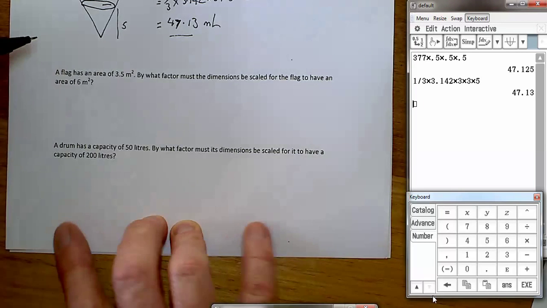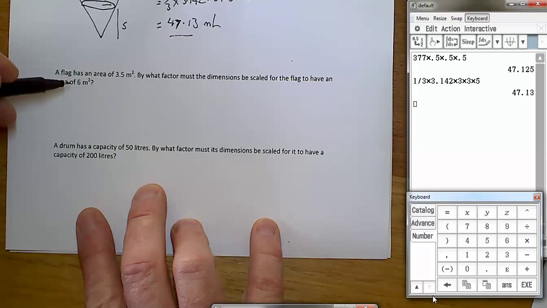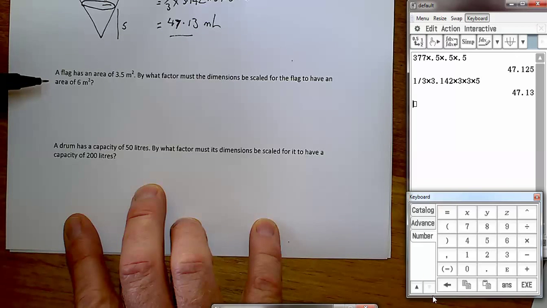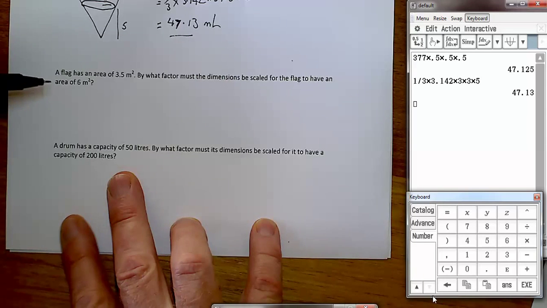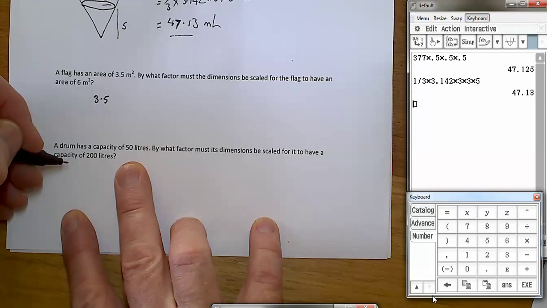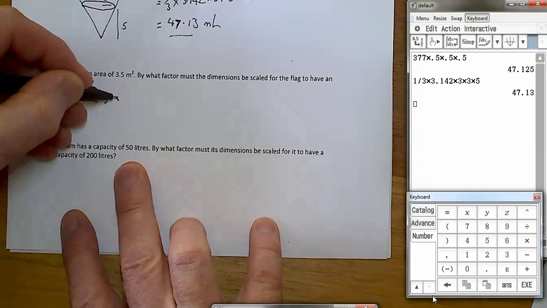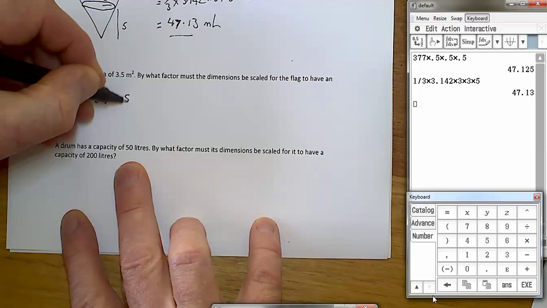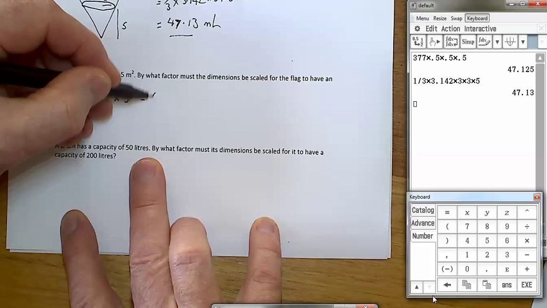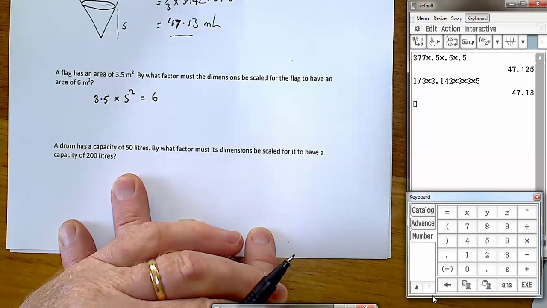And a couple more questions here at the bottom of the page. A flag's got an area of 3.5 metres squared. And we have to find out what factor the dimensions must be scaled by for the flag to have an area of 6 metres squared. Now remember that area increases with the square of the scale factor. So in other words, if we were to start with that 3.5 square metre flag and multiply it by some scale factor, it's really the scale factor squared that we have to multiply it by to come up with the 6 square metre larger model flag.